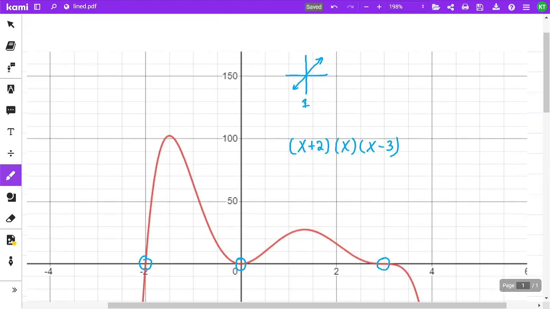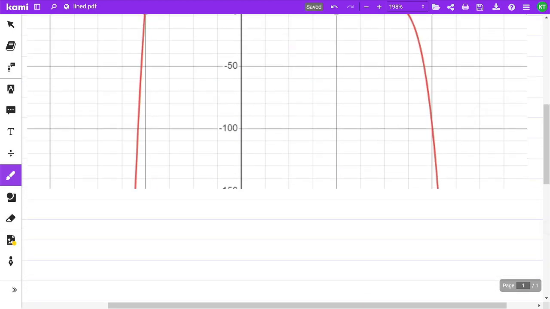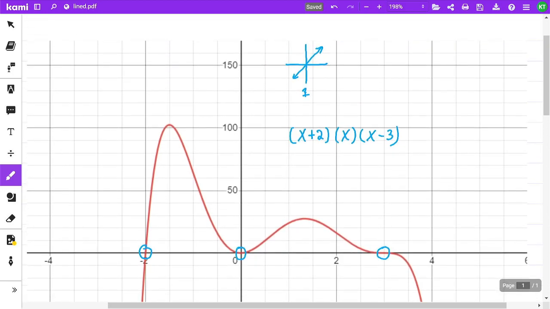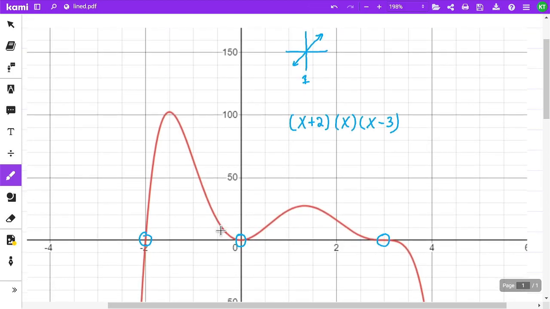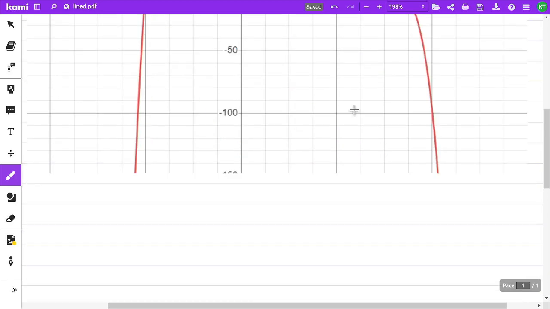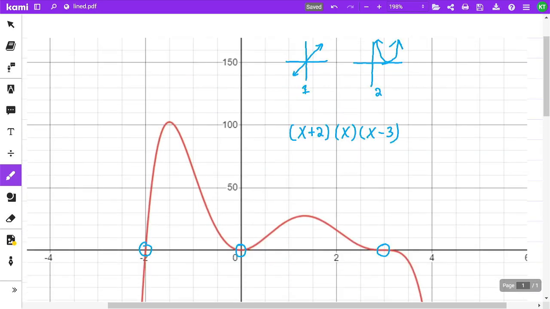If we have one like at 0 where it just bounces off, like we have right here looking like a quadratic, that would be a multiplicity of 2. So at x, we're going to have a multiplicity of 2. So it'll be x squared.